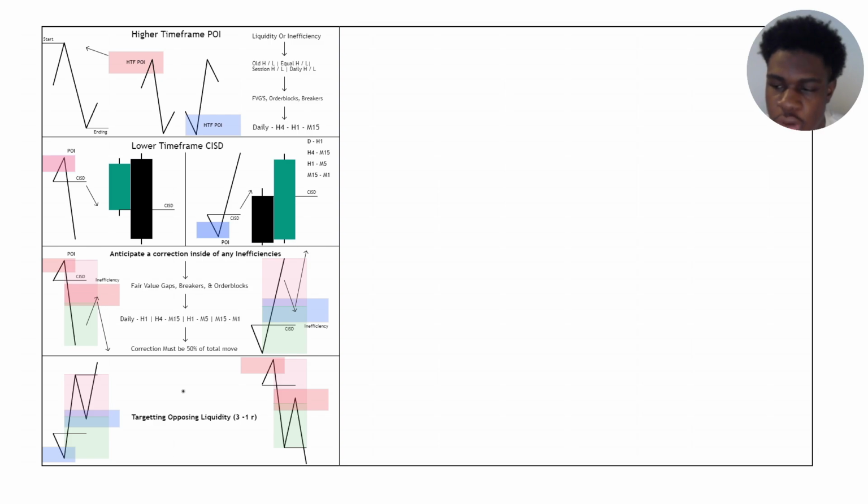And essentially, last but not least, after all is said and done, price taps into a point of interest, we get our CISD, and then price gives us that pullback, which is in alignment with the 50% of the premium to discount zone. With that inefficiency, we want to then take our trade idea and execute, and we want to be targeting opposing liquidity for at least a 3-to-1 R.